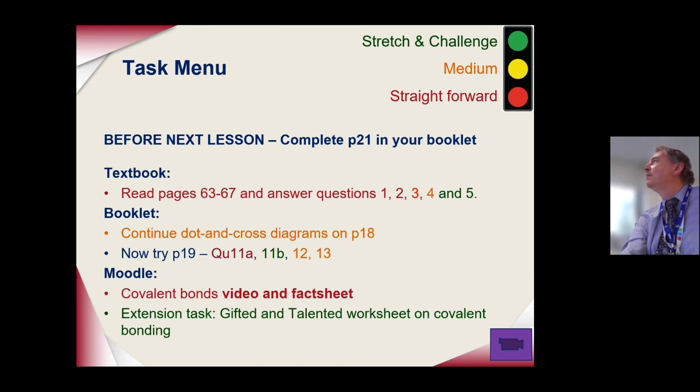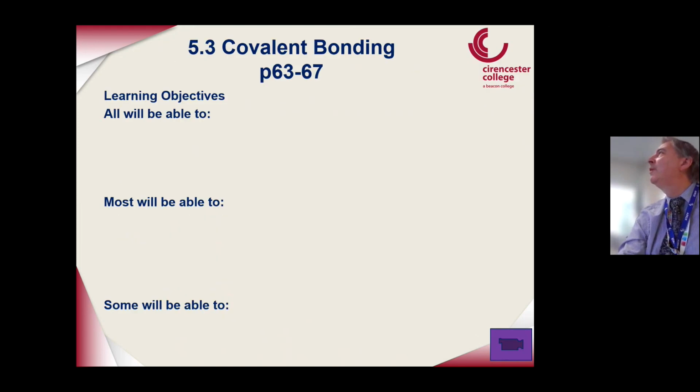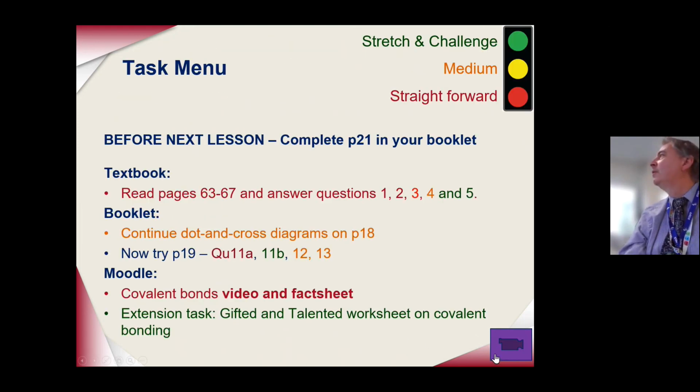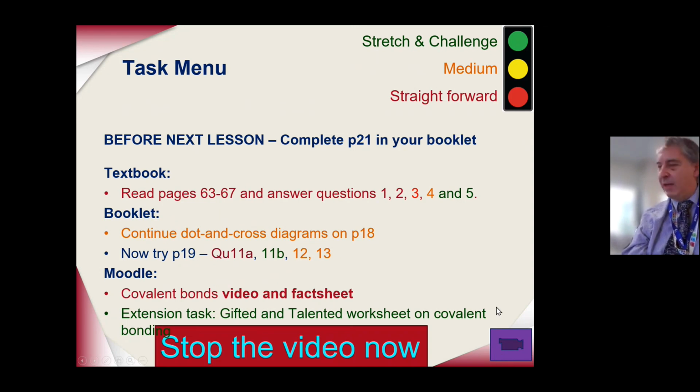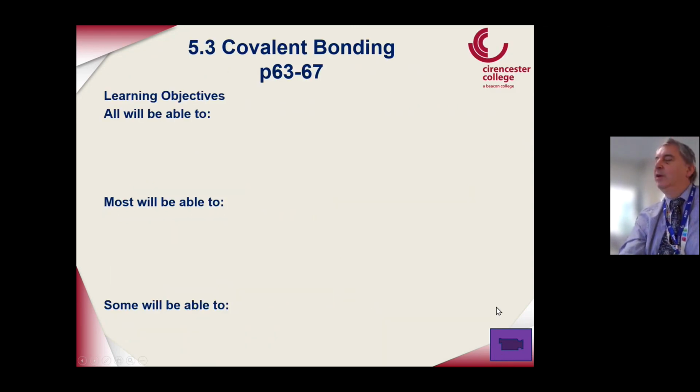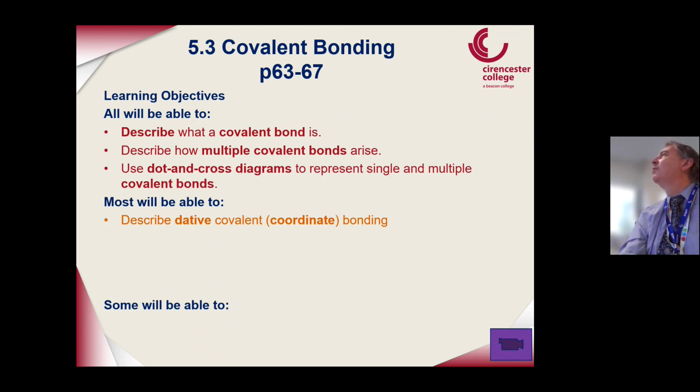Now there are some questions there to have a go at and make sure you understand. Obviously, the red stuff, everybody should be able to do. The majority should be able to do the orange stuff. And the green stuff is what you should be going for if you're working towards A and A star. You may want to stop the video as you go through that. And then you can see that's what we have covered.